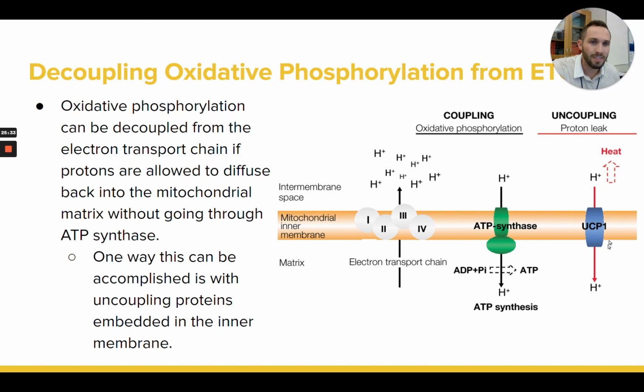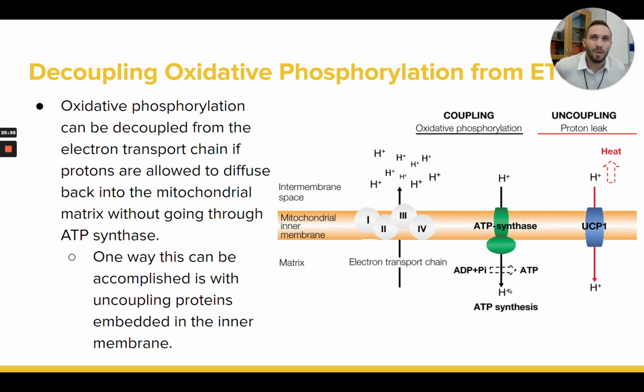So if we have these in the inner membrane of the mitochondria, that's going to allow all these hydrogen ions to be pumped out because of all these electrons being dropped off. But then it's not going to result in as much ATP being made if some of them can cheat and get back into the matrix without powering the production of ATP. You're going to end up making less ATP.